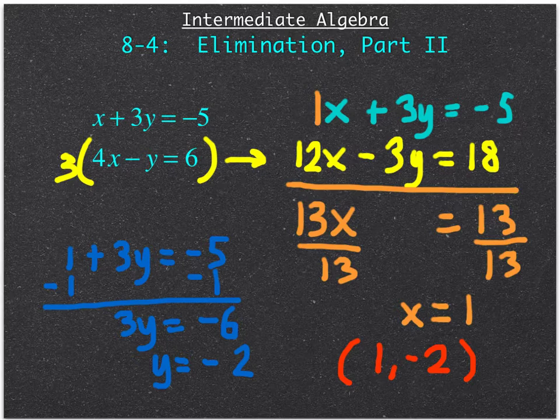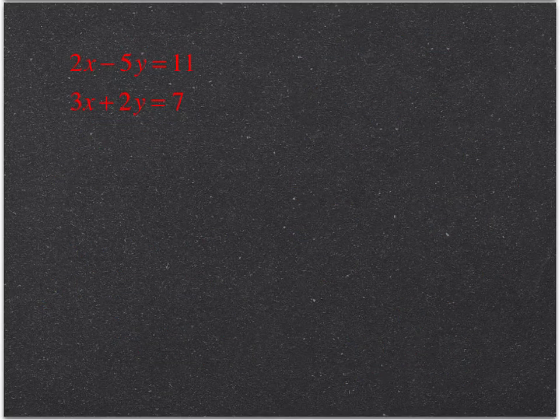So definitely a little bit more work, but the key feature right here is multiplying by something that would create that opposite situation. Let's look. All right, now notice this one. Again, we don't have any opposites with my x's or my y's, and it doesn't look like I could just multiply one equation by something to cancel things out. Looks like in this case I might have to multiply both of them by some value.